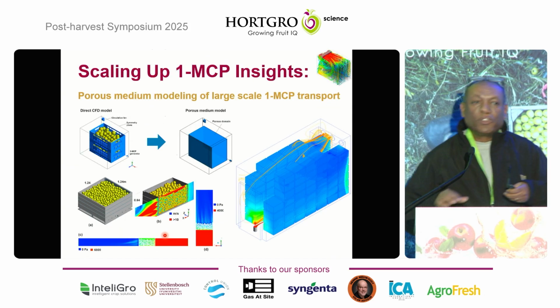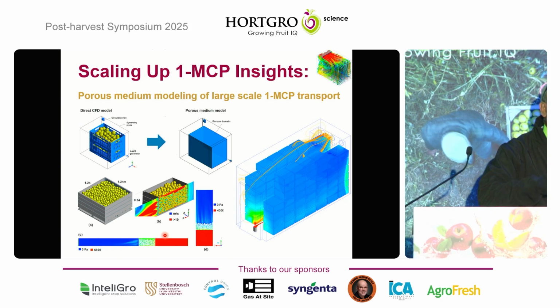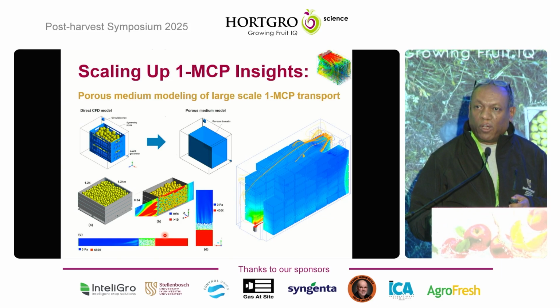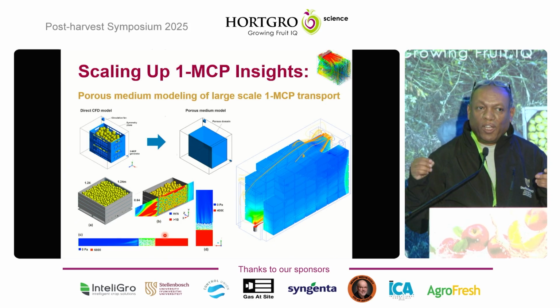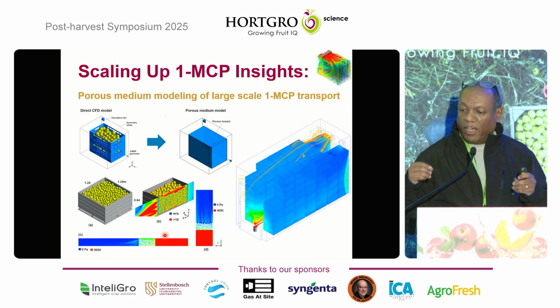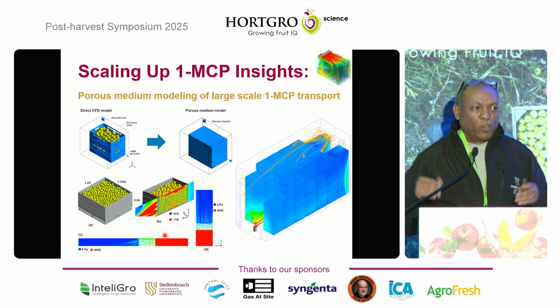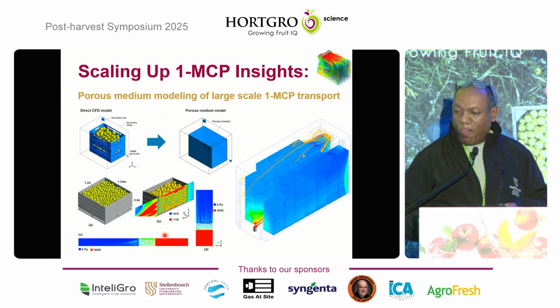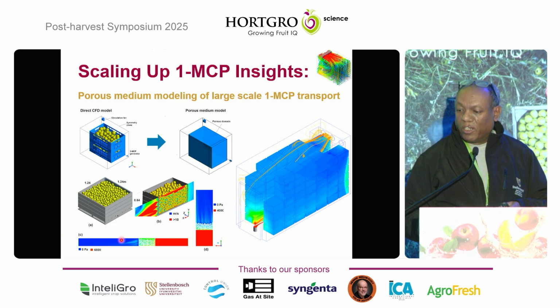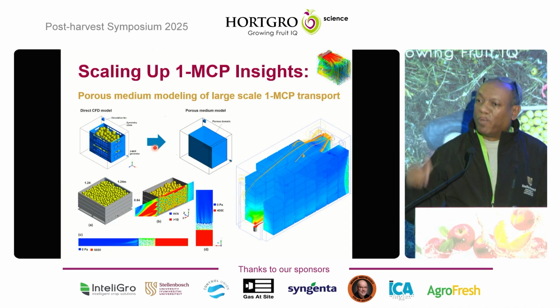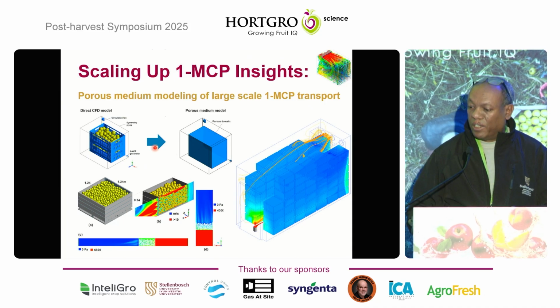The next stage is scaling up this analysis to a large commercial cool store. The problem here is it's almost impossible, I think even now, to model how 1-MCP will enter individual fruit and individual packs. So we need to use mathematical simplification, and for that, we use what is called a porous medium modeling technique. It's simply to simplify the application of the techniques that we started with.